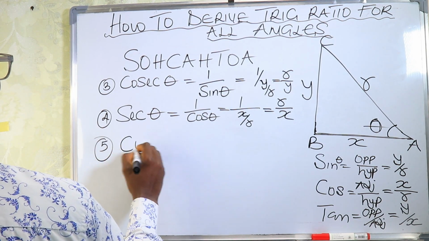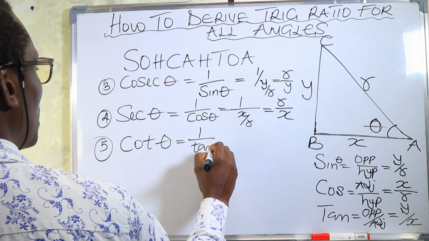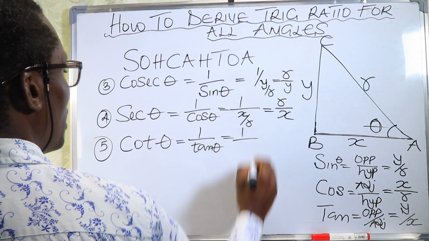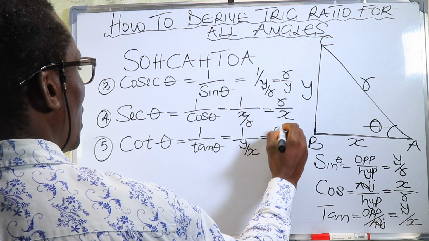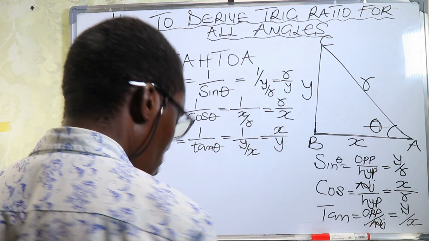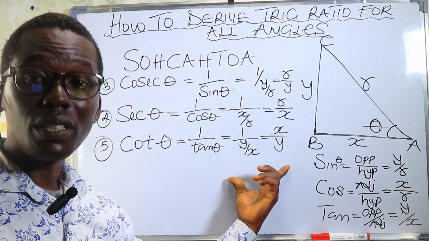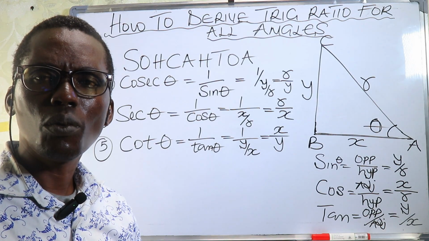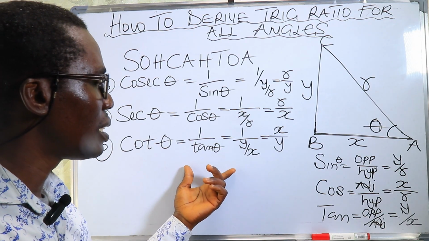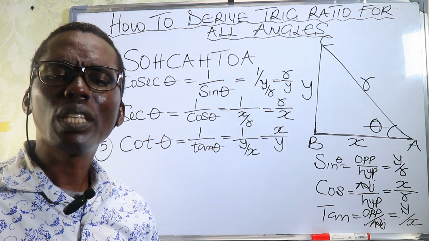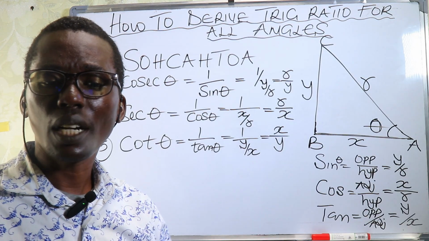Number 5 we call cot. Cot theta is 1 all over tan theta. And that one will give us 1 divided by tan theta, which is y divided by x. So that means this one is adjacent over opposite. So you see that this one is a bit easier. So we have cosec, we have sec, we have cot, and these ones are 1 all over sine, cos and tan theta. So the question now is, how will we derive other trigonometric terms?